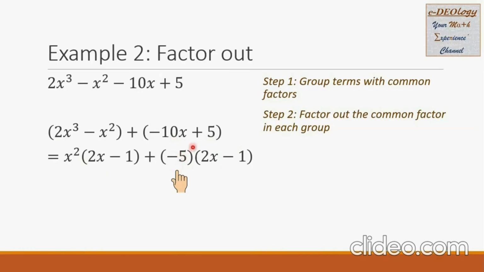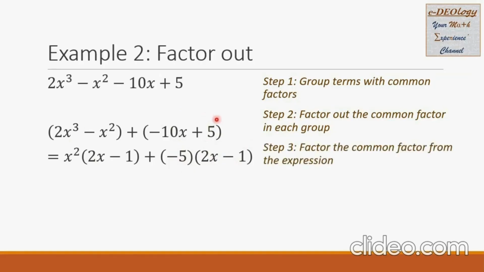So if I pull out the negative 5, what remains here is 2x minus 1. Before going further, I must check myself if the factors are correct. The negative 5 multiplied by 2x, I will get negative 10x back. The negative 5 times negative 1 is positive 5. So these factors are correct for the second group.